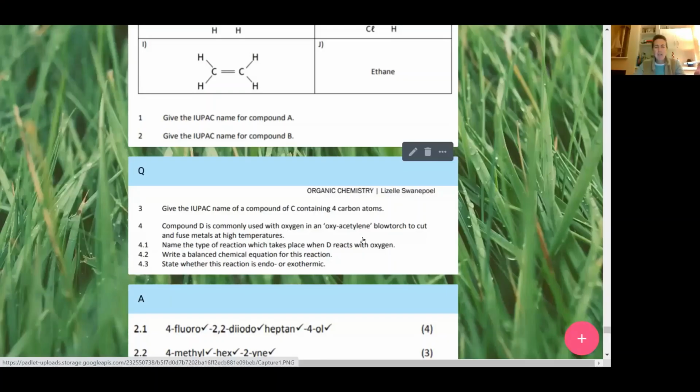Write a balanced chemical equation for this reaction and then state whether it's exothermic. Of course, when any exothermic reaction happens, an organic compound has to break its bonds to then react with oxygen. New bonds are formed. Energy is absorbed to break the bonds and released when the bonds are made. More energy is released than actually absorbed. So it's always an exothermic reaction.